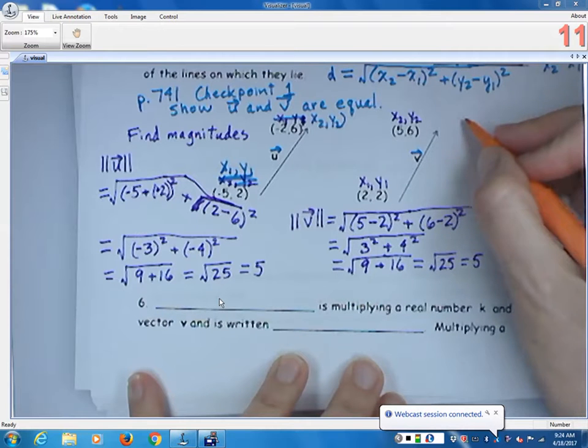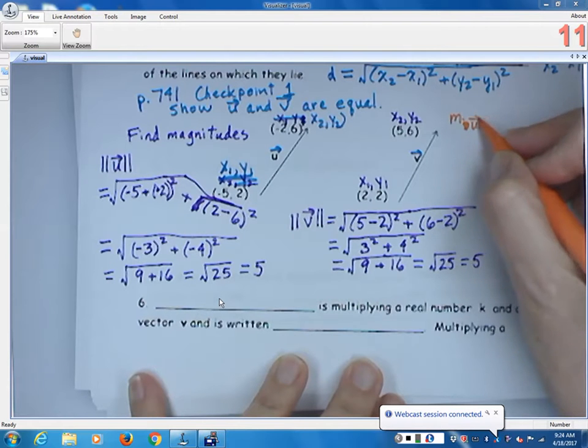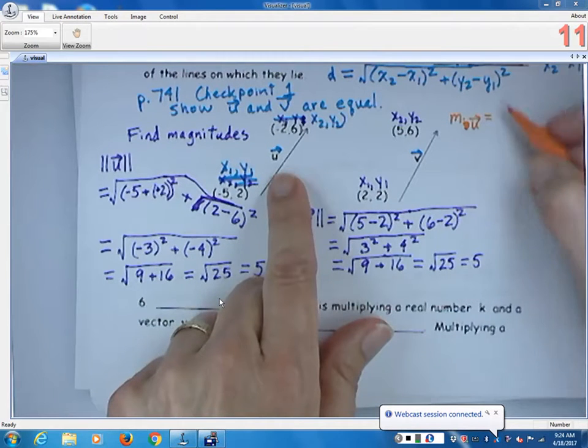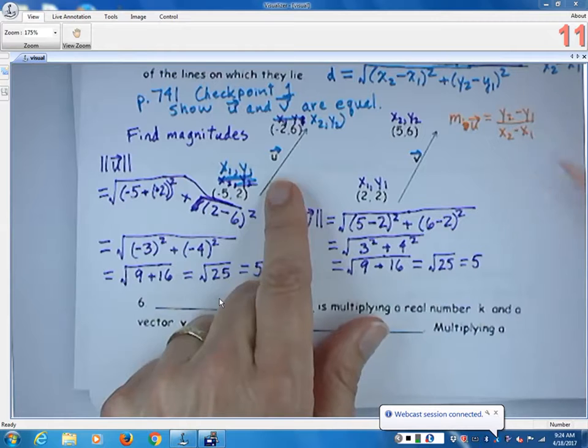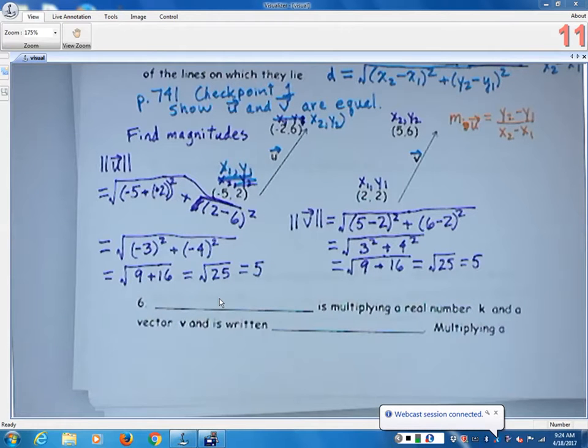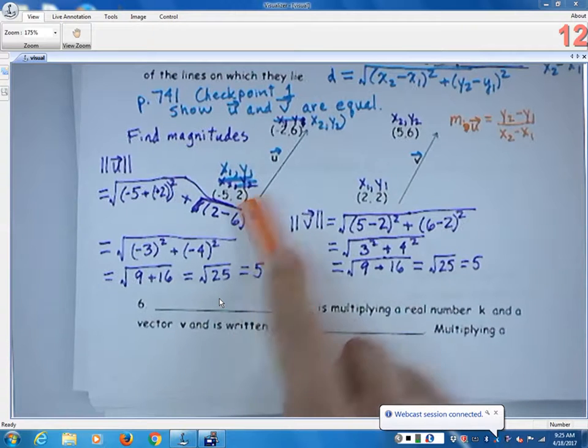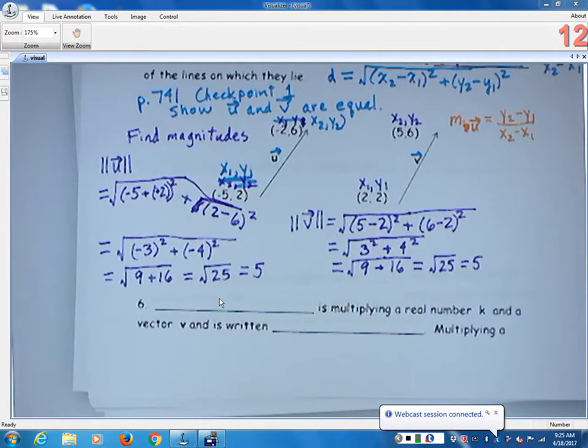So the slope of vector u is y2 minus y1 over x2 minus x1. Because we're not just finding the slope of a line, we're finding the slope of a vector, we had to define the point 1 and 2 the same way. So it's best to start with the initial point as 1 and the terminal point as 2.